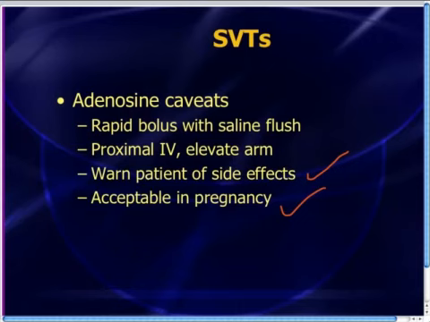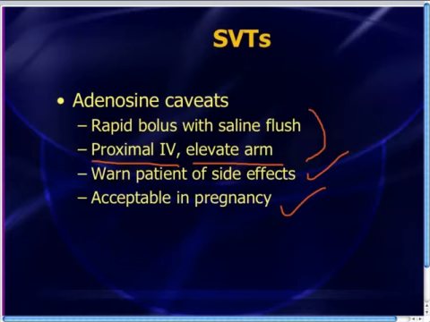Now, a couple other important points. Since adenosine has such a short half-life, you want to get it in there quickly. So it's recommended that you use a proximal IV, not the 27 gauge between the fourth and fifth knuckle. That doesn't work. All right, use an antecubital line or a good 18, 20 gauge line. Some people even talk about elevating the arm so gravity helps get it back.